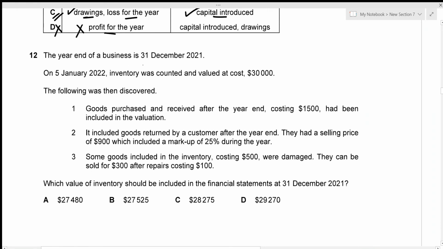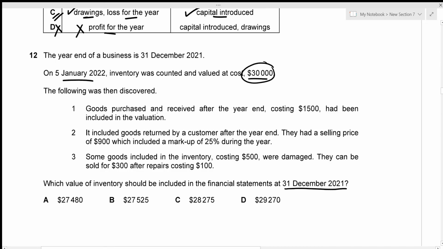The year end of a business is 31st December 2021. On 5 January 2022, inventory was counted and valued at cost 30,000. We need to figure out the value of inventory, which should be included in the financial statements at 31st December 2021. So all the events that took place after 31st December 2021 should be eliminated from this cost. All right, let's look at the events.